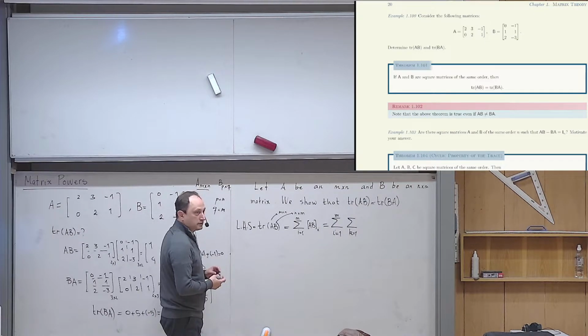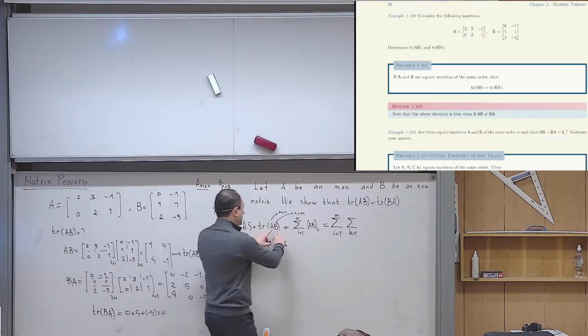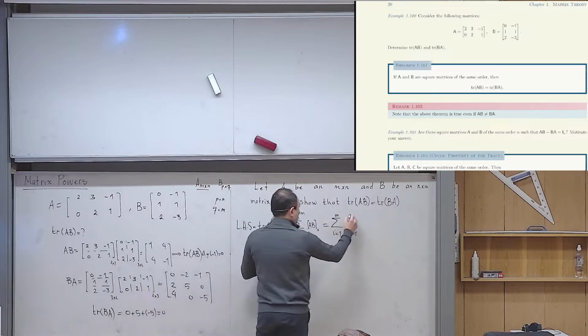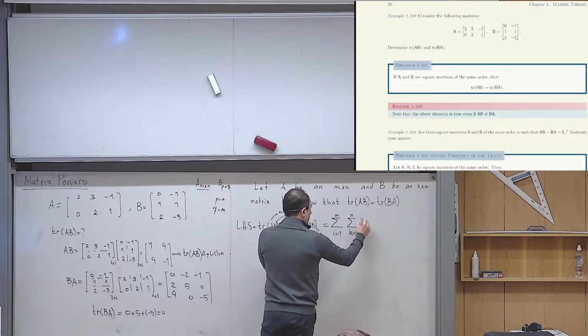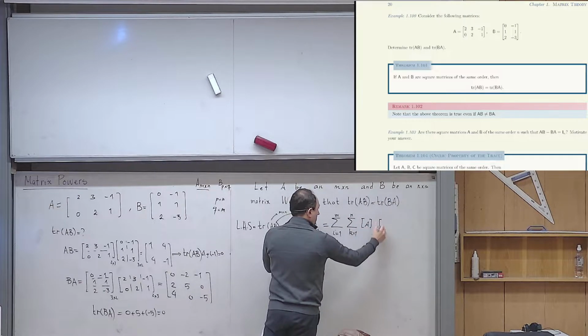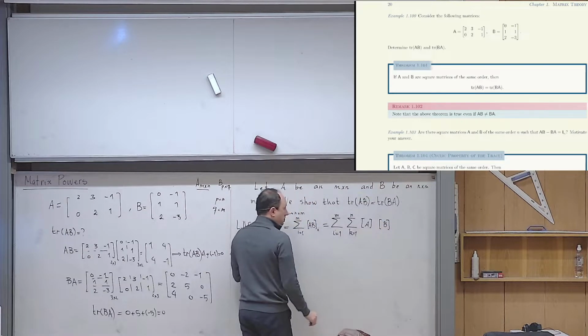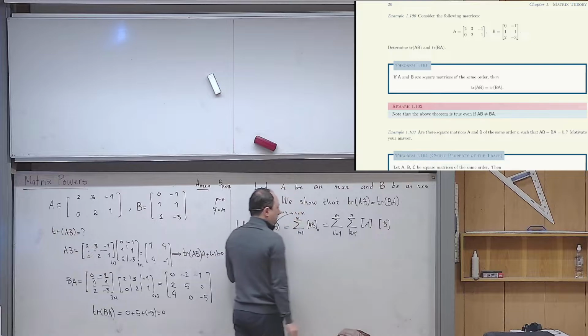You don't know? Yes? N, the number, because N is the number of columns here. And then you start with A. You have 2 indices to fill up here. And you have B, you have 2 indices to fill up here. So what are these 2 indices for the first one?